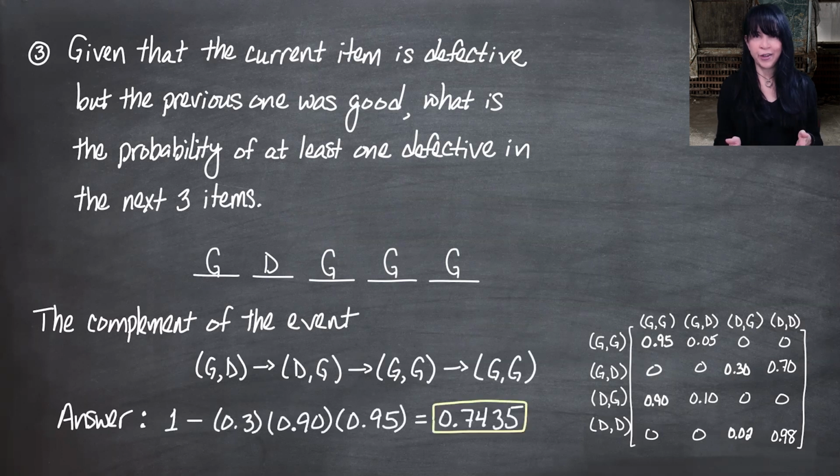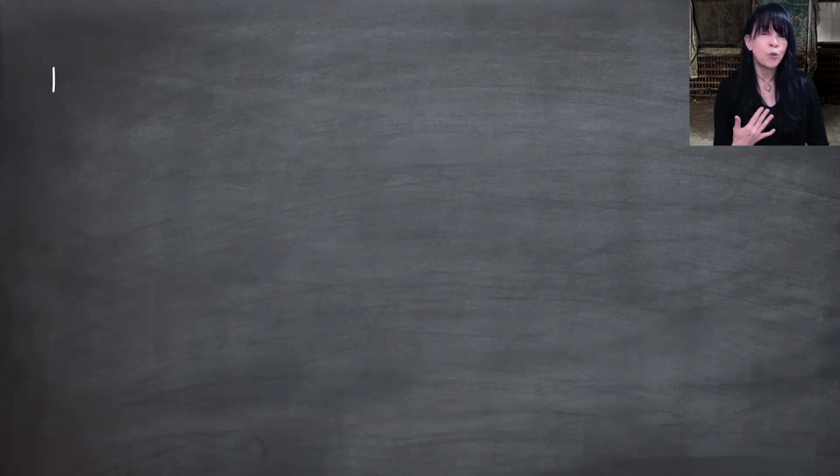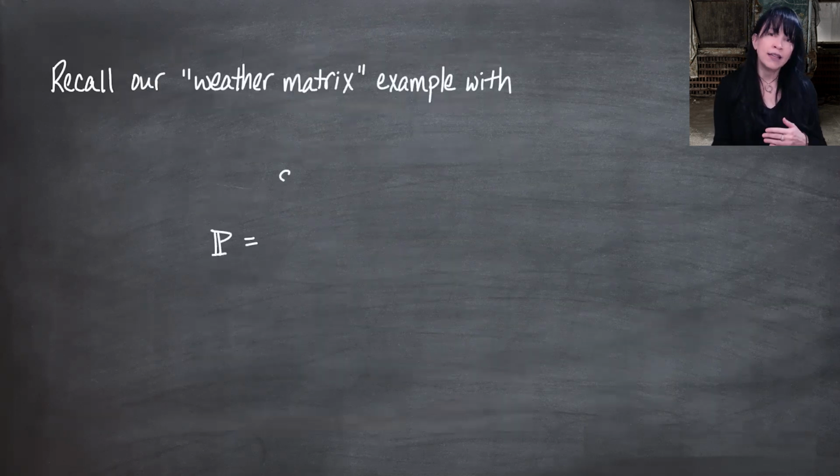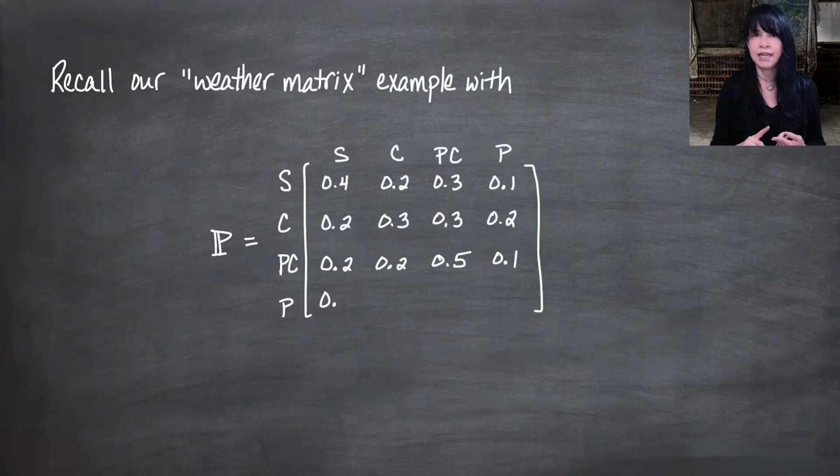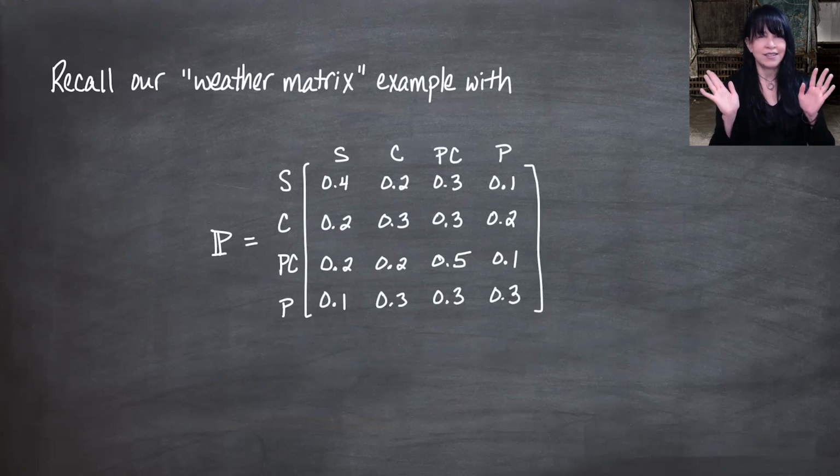But on to something new. Recall our weather matrix example. In the last lecture, we had some weather, and the states of weather were either sunny, cloudy, partly cloudy, or precipitation, which included rain or snow. And yes, it's an over-idealized model of weather. And yes, maybe you can't well define what a day is because it might be sunny in the morning, but it's just an example. And we worked out a transition probability matrix. It looked like this. So I'd like you to look closely at this matrix.